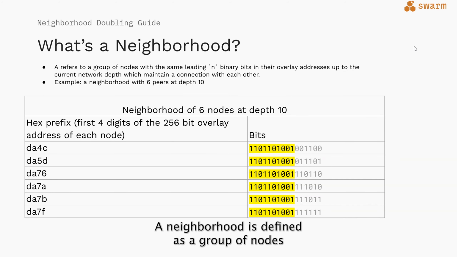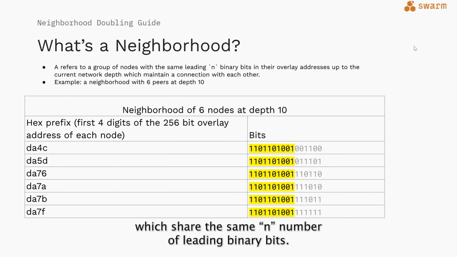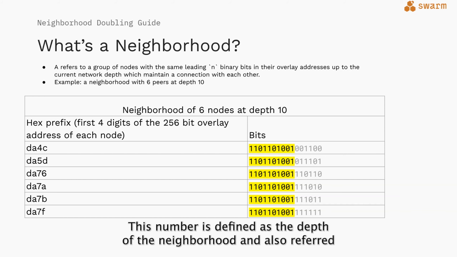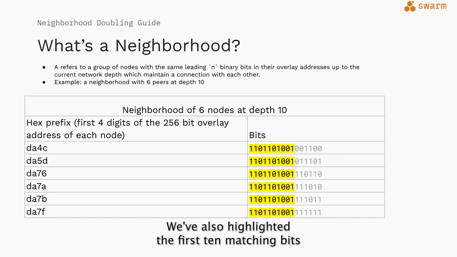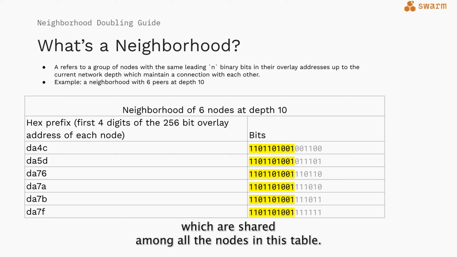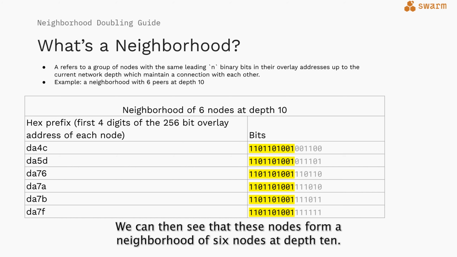A neighborhood is defined as a group of nodes which share the same n number of leading binary bits. This number is defined as the depth of the neighborhood, and also referred to as radius in some contexts. To see this more clearly, we've converted each hex number to binary. We've also highlighted the first 10 matching bits, which are shared among all the nodes in this table. We can then see that these nodes form a neighborhood of 6 nodes at depth 10.